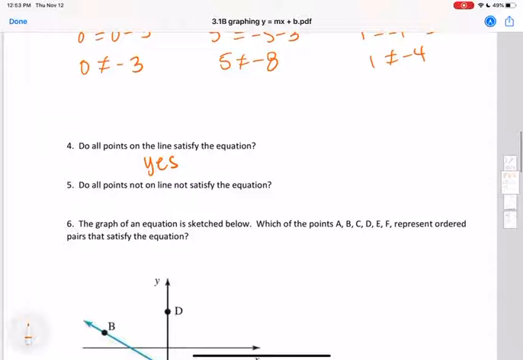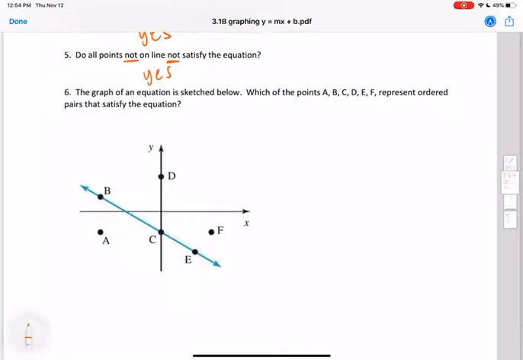Next one, do all points not on the line not satisfy the equation? That's kind of wordy for me. Let me read it again. Do all points not on the line not satisfy the equation? Okay, so every point that's not on the line doesn't make the equation work, right? And we said yes to that, so that's good. So if it's on the line, it satisfies it. If it's off the line, it doesn't satisfy it.